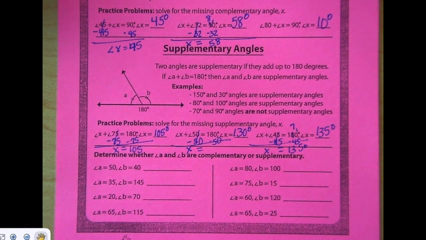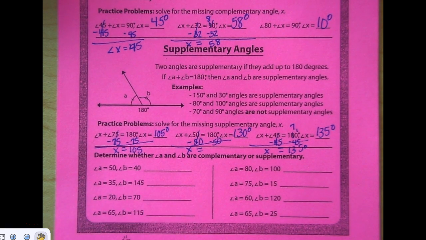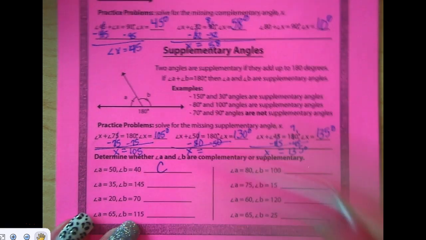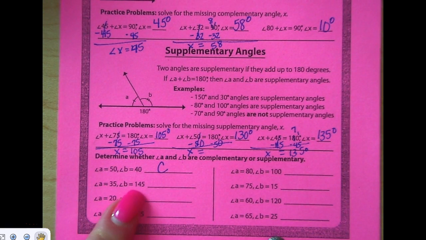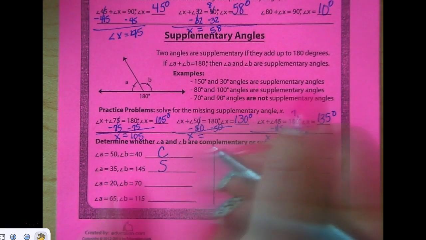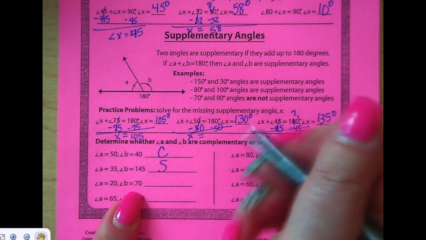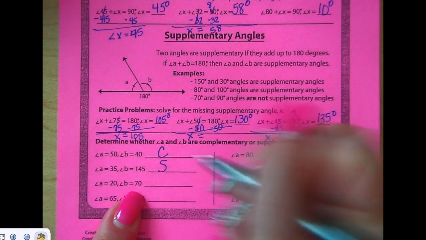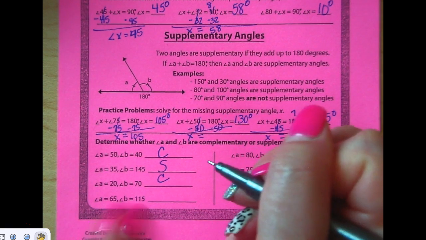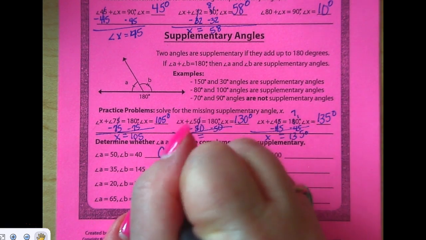Bottom: determine whether angle A and B are complementary or supplementary. We're just going to write a C or an S. So 50 plus 40 is 90, and angles that add up to 90 degrees are complementary. 35 plus 145, that is supplementary. 20 plus 70 equals 90, so they're complementary. 65 plus 115, supplementary.